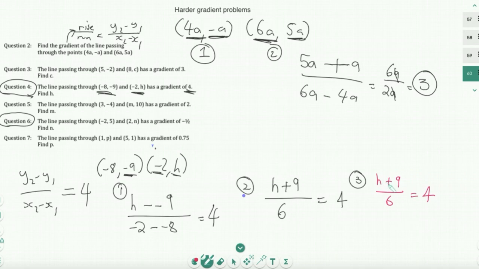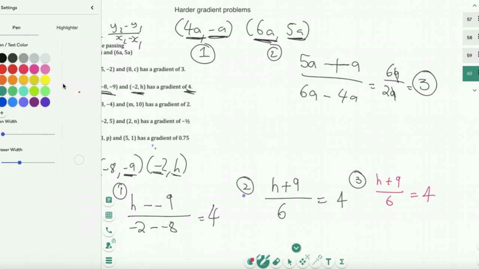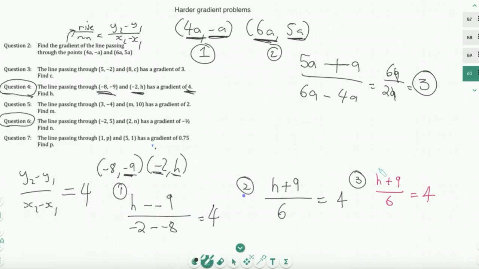So something plus 9 divided by 6 makes 4. Well, to solve this, we can use our function machine, or we can just think about it logically. Something, this whole thing, divided by 6 equals 4. So the top number in total must make 24, because 24 divided by 6 makes 4. So if the whole top section is 24, h must be 15, because 15 plus 9 makes 24, so h is 15.